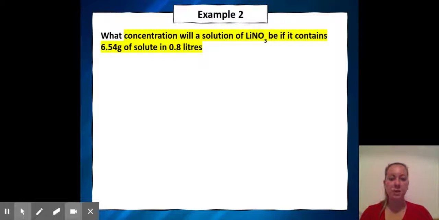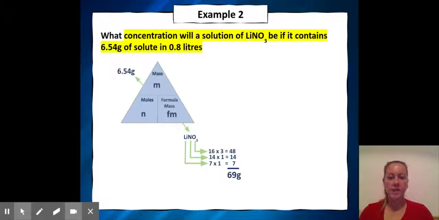Example 2. What concentration will a solution of lithium nitrate be if it contains 6.54 grams of solute in 0.8 litres? So again, there's lots of information in these questions, so it's a really good tip to highlight the information that you are looking for. So this is probably only meant to be concentration, lithium nitrate, and then the 2 numbers highlighted. So this time we're starting off with the mass triangle because we're looking for a concentration.